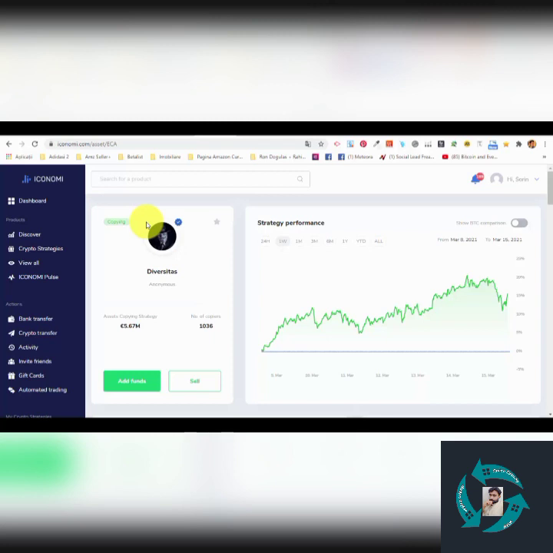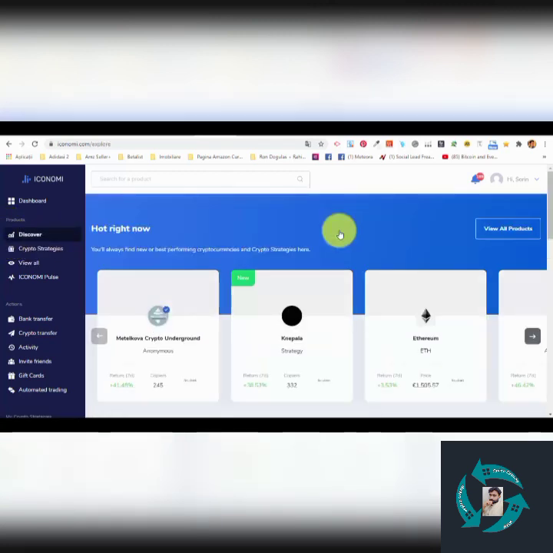So on iconomy.com, if you go in the left side menu, you have the Discover section. And in the Discover section, you can see crypto strategies. What are these crypto strategies? Basically, these are people who have a portfolio that they trade on. Okay, and the strategy is basically how they trade, all the moves that they do.